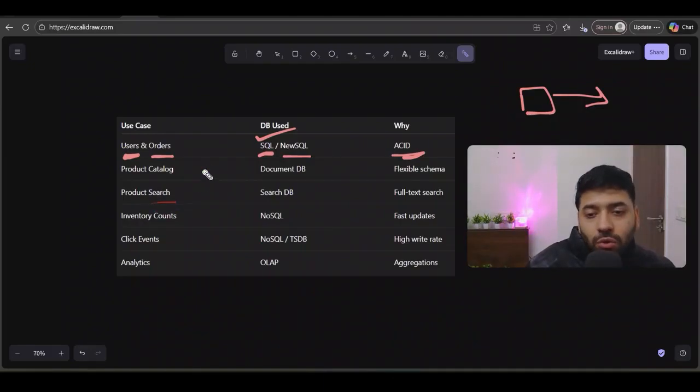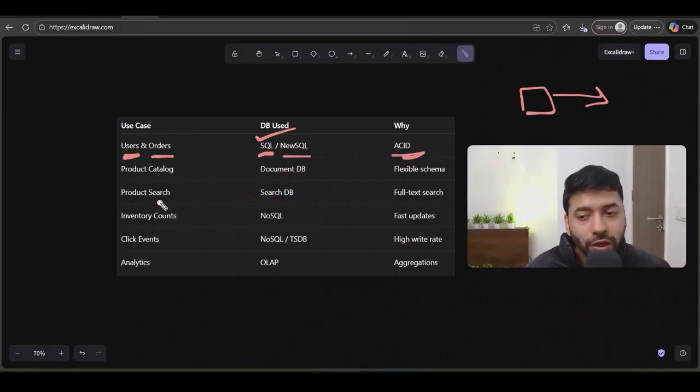So for search, you use neither SQL nor NoSQL, as we discussed earlier. In this case you would use a search DB because it is much faster. It uses inverted indexes, and using the search index you can also do fuzzy search and partial search, rather than just comparing the exact word. So here you can clearly see we are using another separate DB.